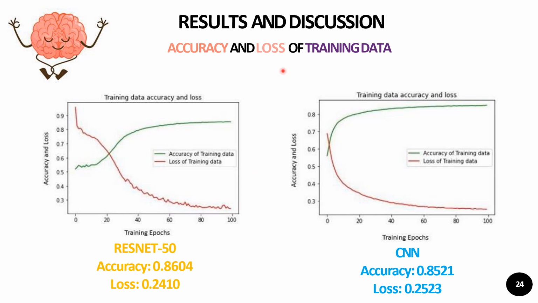So, results and discussion. This is the graph for training data accuracy and loss. The left side is the results of ResNet-50. The accuracy that we obtain is 0.8604, that means 86%, and the loss is 0.2410, that means 24%. And the right side is the results of the convolutional network, or CNN. The accuracy that we obtain is 0.8521 and the loss is 0.2523. So it seems that the ResNet-50 gives a higher accuracy compared to the CNN.